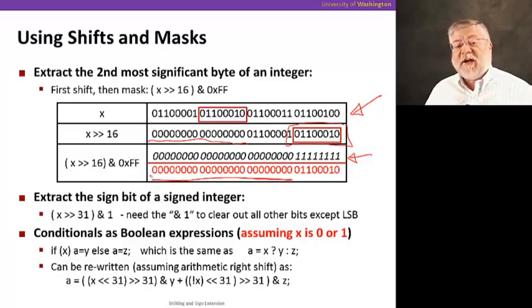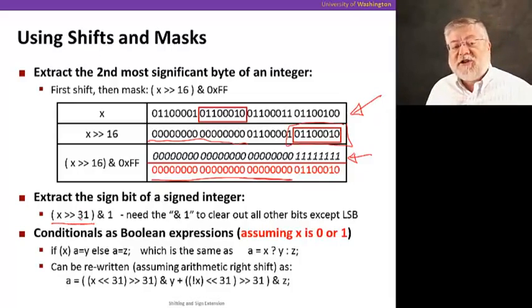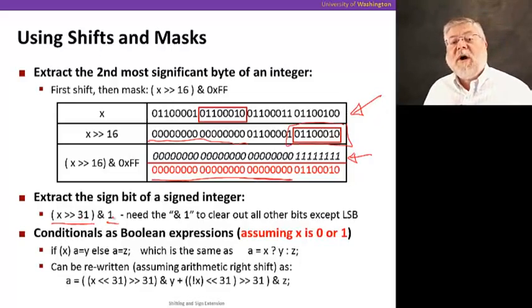We can also use shifting and masking to extract the sign bit of an integer. For example, if we just wanted to know if it was positive or negative, what we can do is take the signed integer x, shift it to the right by 31 bits, so that the sign bit ends up in the low order bit position, and then AND it with the number 1, which just has a 1 in that 1 position, right, the low order bit, and everything else will get cleared out to 0.